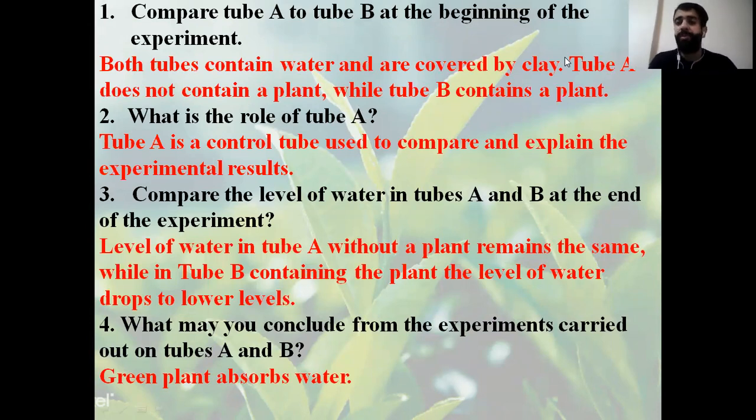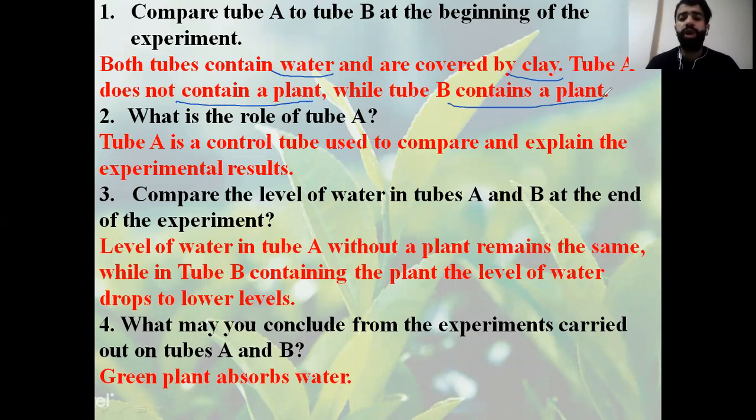Whenever we talk about a comparison that doesn't contain numbers, you have to talk about both similarities and differences, and pay attention to this. Compare tube A to tube B at the beginning of the experiment. Both tubes A and B contain water and they are covered by clay. So this is a similarity. However, tube A does not contain a plant. This is the difference here. No plant in tube A, while tube B contains a plant.